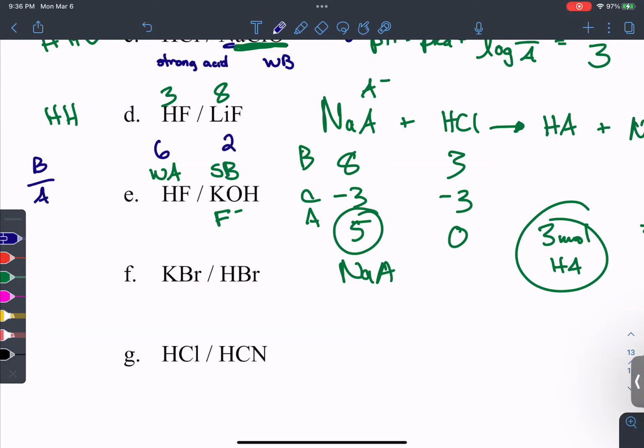It's 2/4 because I've partially neutralized some of that HF. I consume 2 millimoles of it, so there's only 4 millimoles left. The only way to make F minus is by adding 2 millimoles of KOH, and in doing that, I consume 2 millimoles of the HA weak acid, so I only have 4 millimoles left. So it's 2/4.